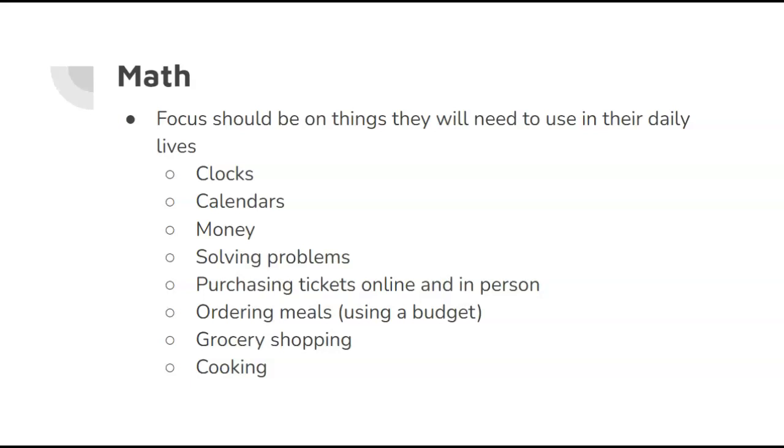Clocks, they need to know numbers, they need to be able to read basic clocks that are on walls. More and more are going to digital, but there still are analog out there. If your student does not grasp the concept or is unable to read an analog clock, I would suggest getting a digital watch for them.